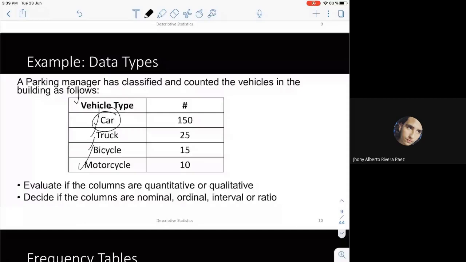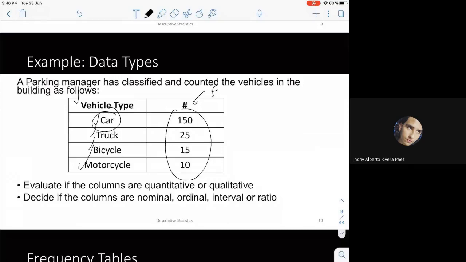And once you do that, you can count them. These are the frequencies. That's what we call frequencies. We'll use a different notation for that later. But these are the frequencies, the number of occurrences of each value. So 150 cars, 25 trucks, 15 bicycles, and 10 motorcycles.